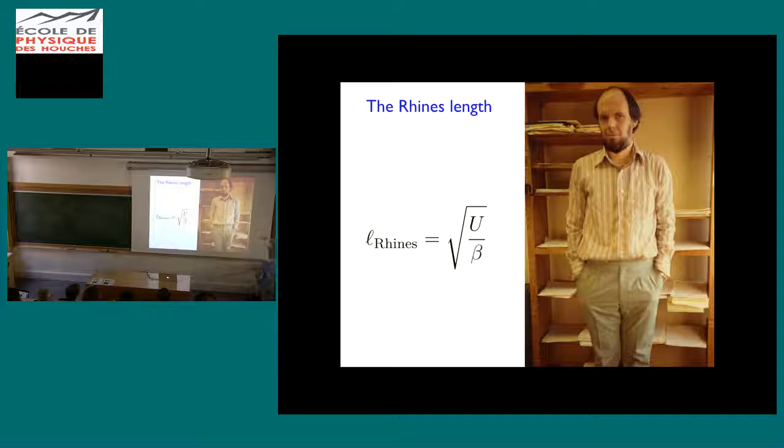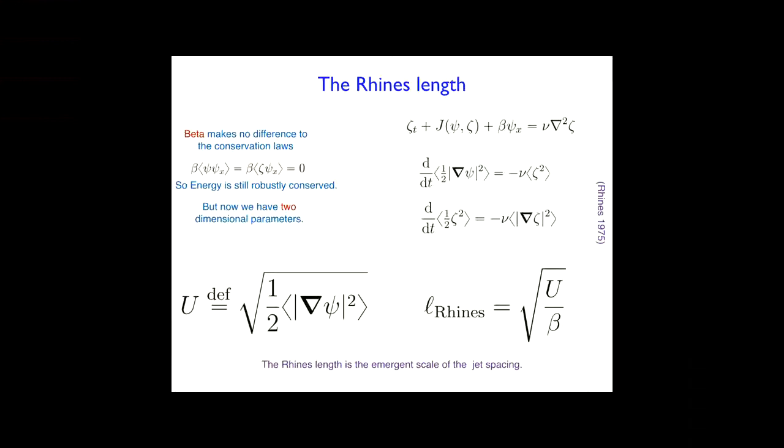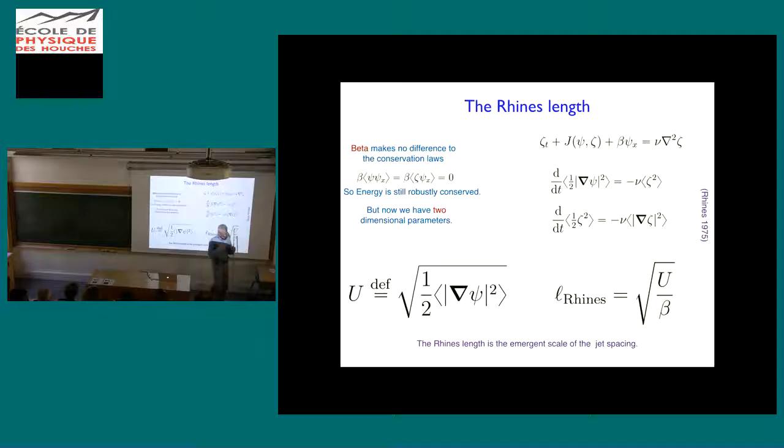The man himself, from, let's see, must have been around 1980 in Woods Hole. So one of the main questions is, from the solution of the initial value problem, you form these zonal jets. And what is the wavelength of the zonal jets? Now, the answer is the Rhines length, the square root of u over beta. But now, what's u?